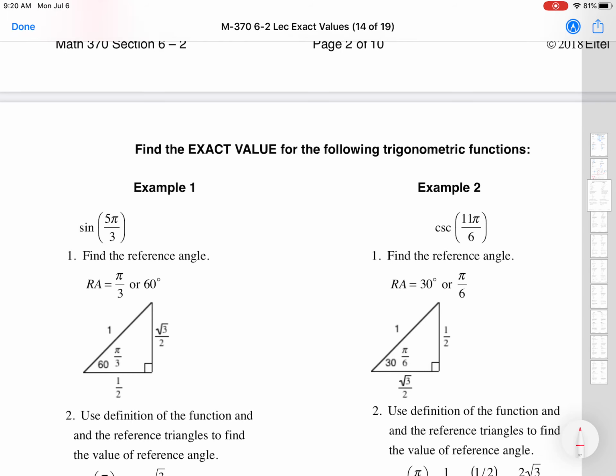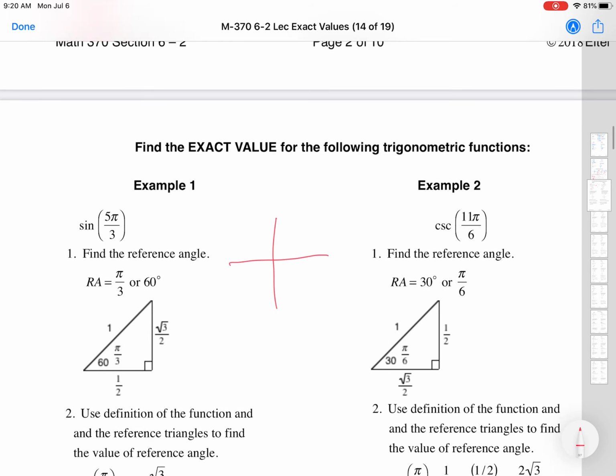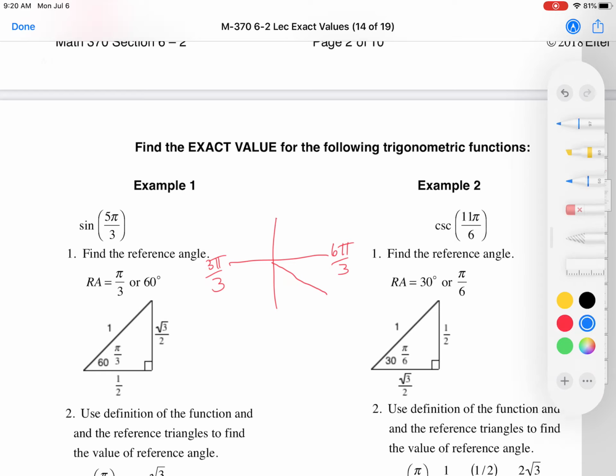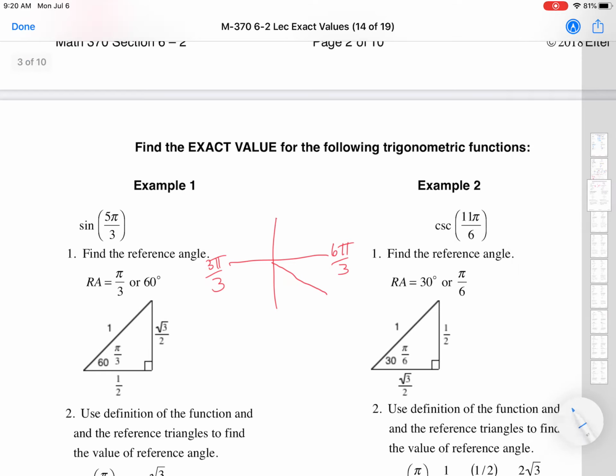let's find the reference angle. So 5 pi over 3, I'm going to relate it to either 3 pi over 3 or 6 pi over 3. Those are the two things I'm considering. I'm realizing that it's really close to 6 pi over 3. So just like in our last video, the reference angle is, and I'll put the reference angle in a different color, the reference angle is pi over 3. That's what he's referring to here, or 60 degrees.